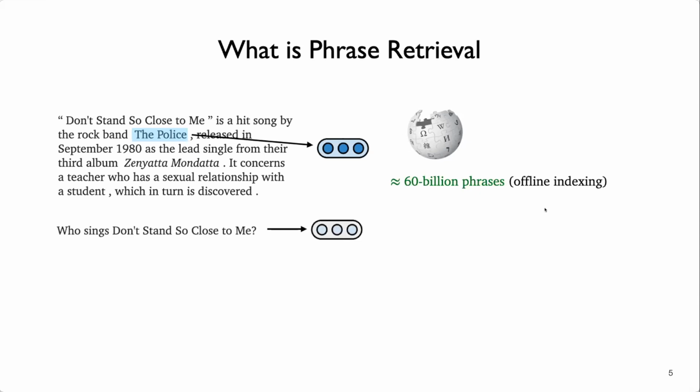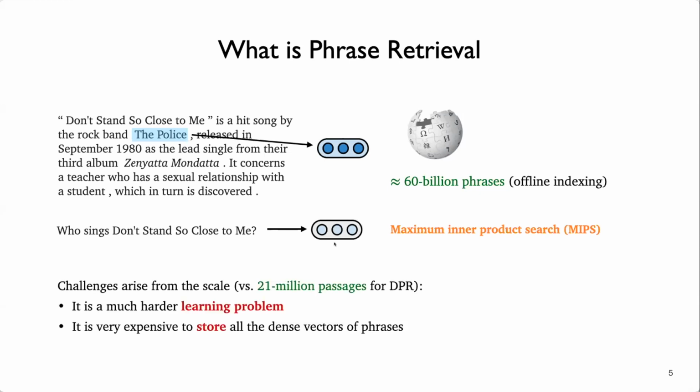And then we have a question or any other input query that we are interested in. For example, the question here could be, "Who thinks don't stand so close to me?" And we need to encode this question into a vector as well. Then we can just do the maximum inner product search in this dense space, and retrieve the phrase with the maximum inner product score. So in the question answering context, we want to retrieve "the police" as the answer to this question.